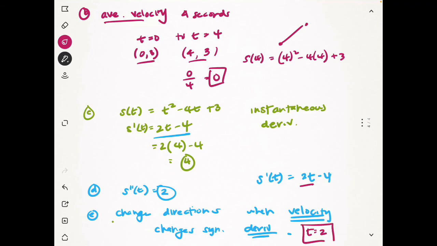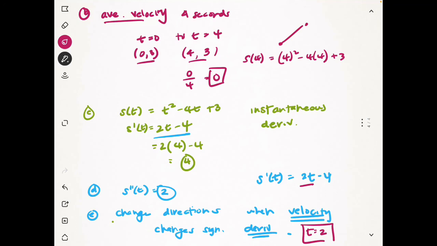Because if I have a time that's less than 2, like 1, then 2 times 1 is 2, minus 4. That's going to be a negative 2. So at that point, it's negative. Everything on that side of t equals 2 is going to be negative. Now, if t is greater than 2, like 3, for example, then 2 times 3 is 6, minus 4 is 2. So that's all positive velocity. That means that we're moving right instead of moving to the left.